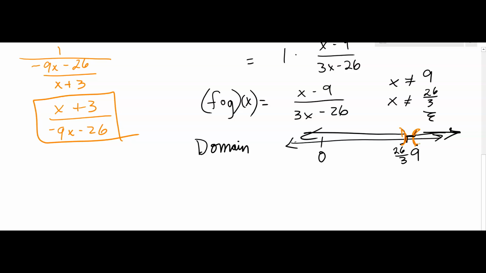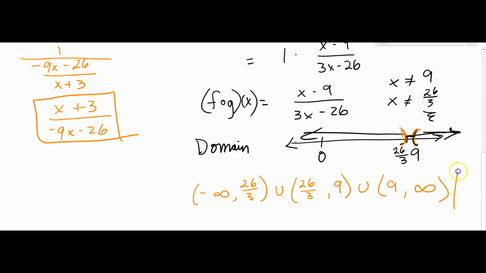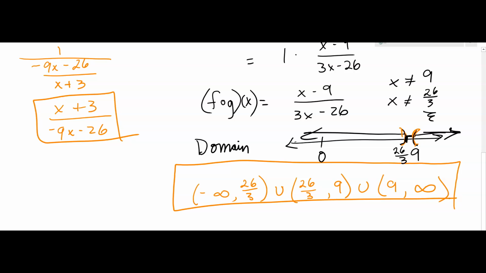Okay, so I'm going to write it in interval notation. It's going to be long. It's going to go from -infinity to 26/3, with parentheses there, union, and then we can have the numbers between 26/3 and 9, union, and then we can have the numbers after 9. Okay, so that's like a whole other problem, just writing the answer, the domain, in interval notation. But there it is.